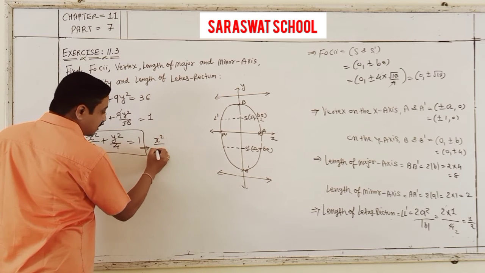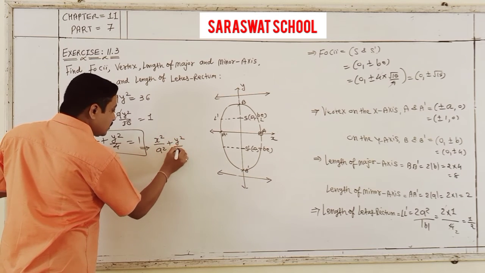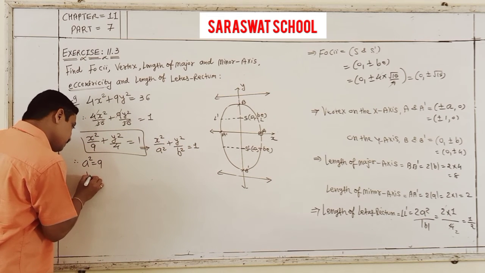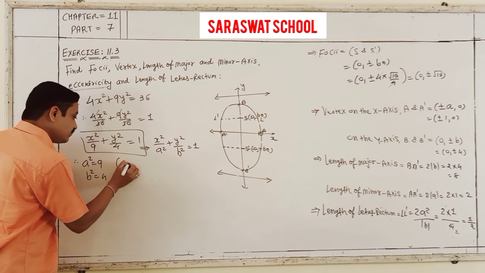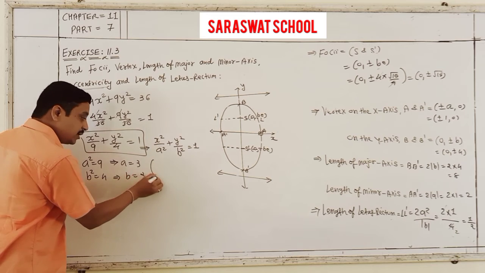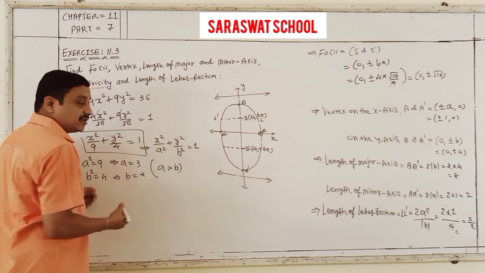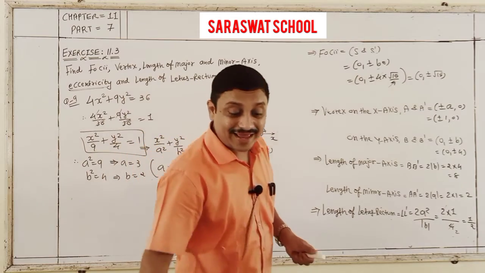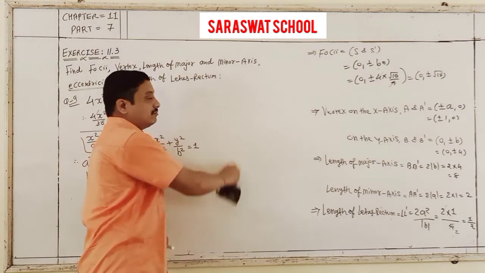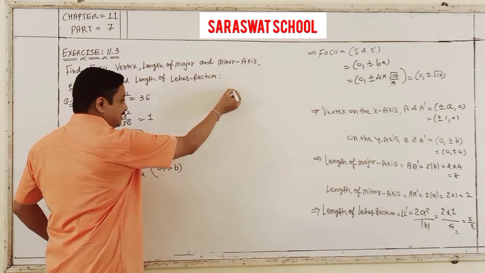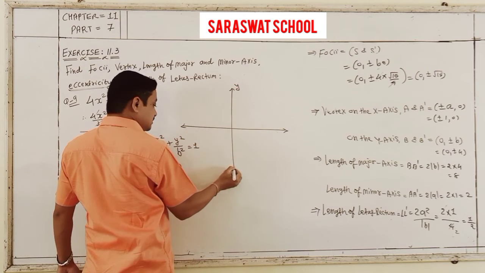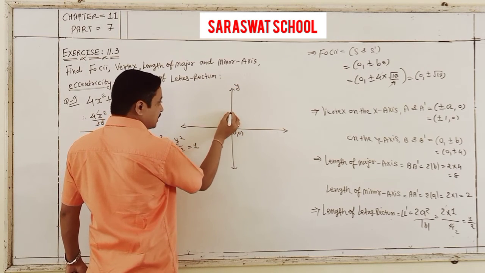Compare with x square by a square plus y square by b square is equal to 1. So what is a square? 9. b square is 4. So a becomes 3, and b becomes 2. But here students, a is higher than b. It means your major axis is on the x-axis. So the earlier drawing is not valid here. We draw the major axis along the x-axis. This drawing you know already, with the y-axis, the center, and that's your ellipse.